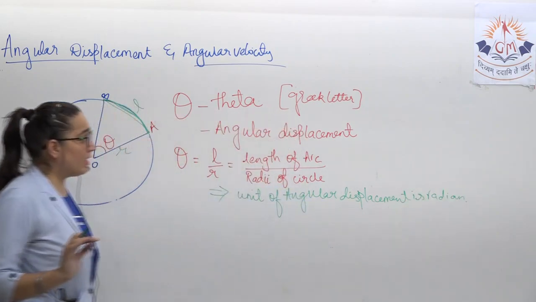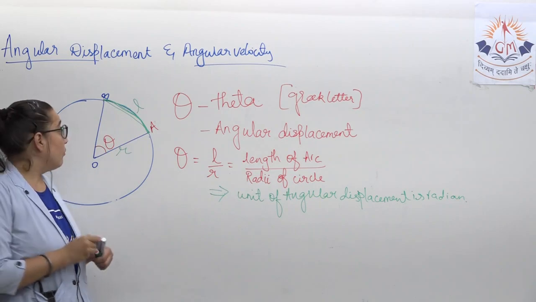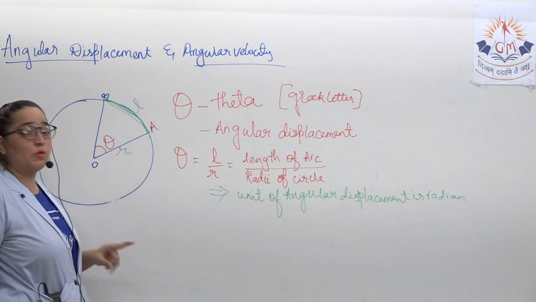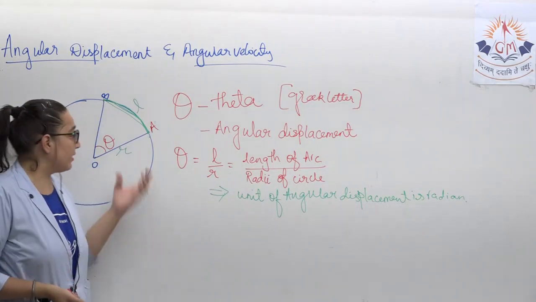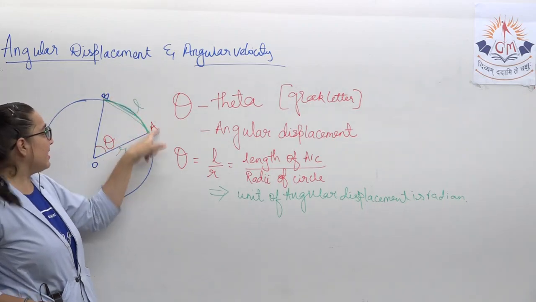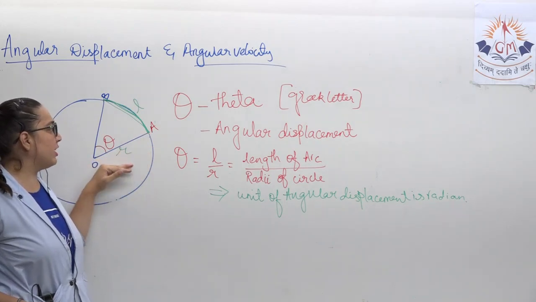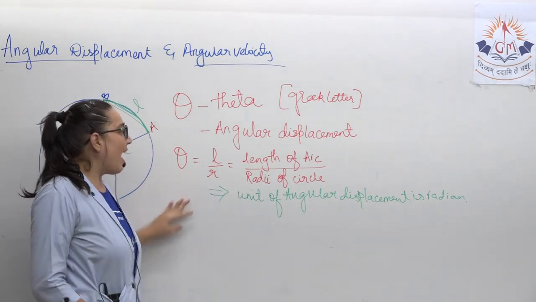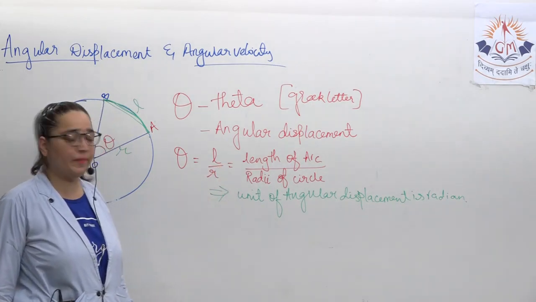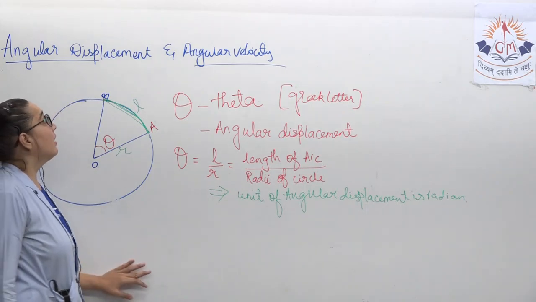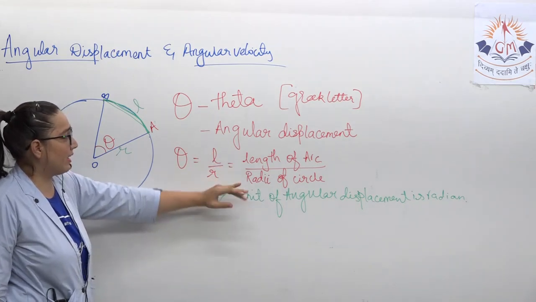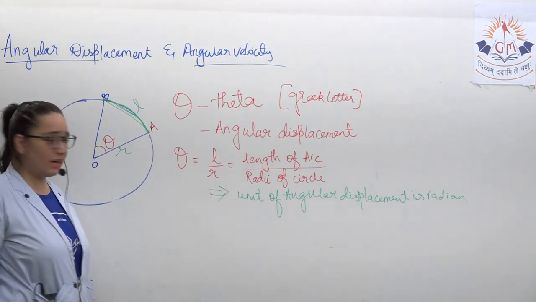I am going a bit slowly because it's a new term for you. Angular displacement and angular velocity. The object is moving on which type of path? Circular path. It is covering some distance over here. This is the length and this is the radius, and angular displacement is denoted by theta. It has one mathematical form: theta is equal to the length of the arc upon the radius of the circle. What is the angular displacement equal to? Angular displacement is L upon R, that is, the length of the arc upon the radius of the circle.